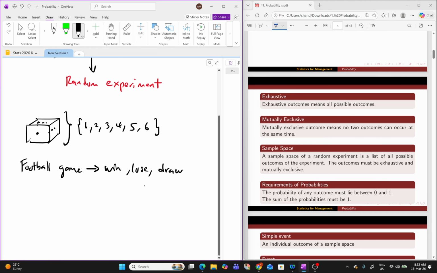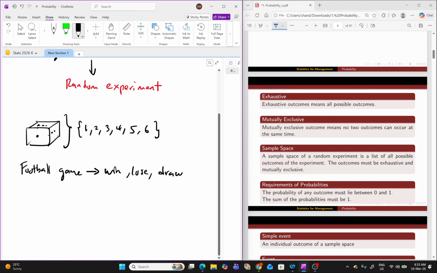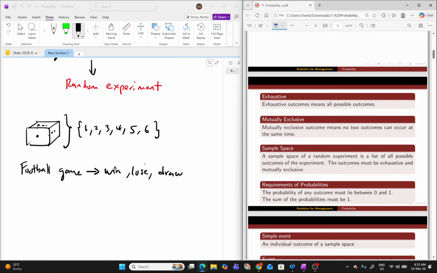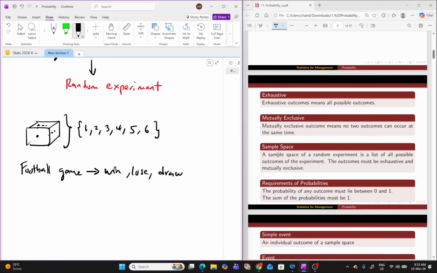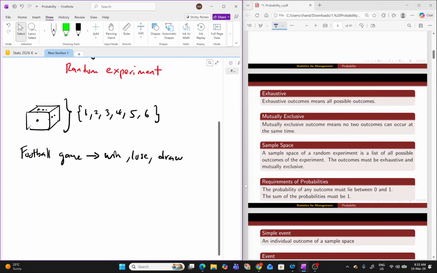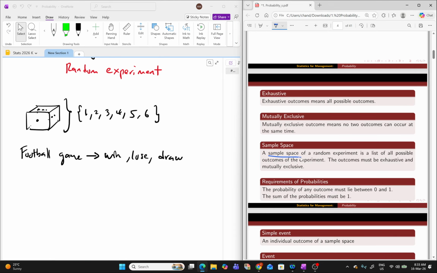Mutually exclusive means no outcomes can occur at the same time. A sample space is a random experiment that lists all possible outcomes. Those outcomes must be exhaustive and mutually exclusive. Mutually exclusive means it doesn't repeat, it doesn't happen at the same time.